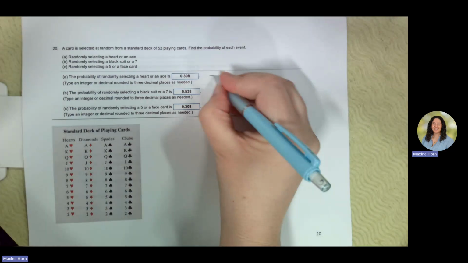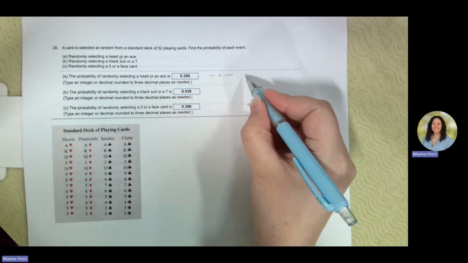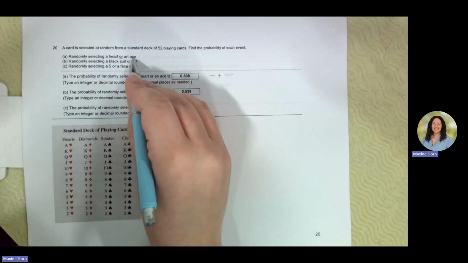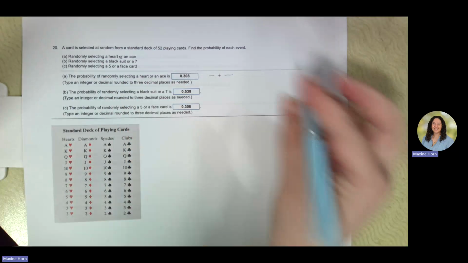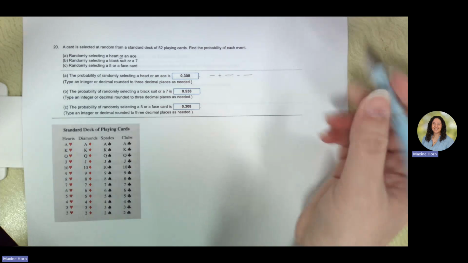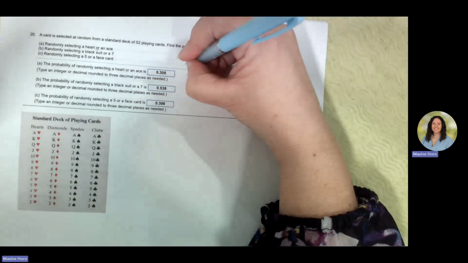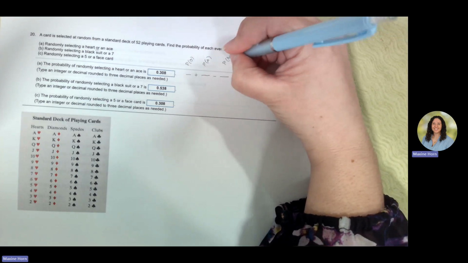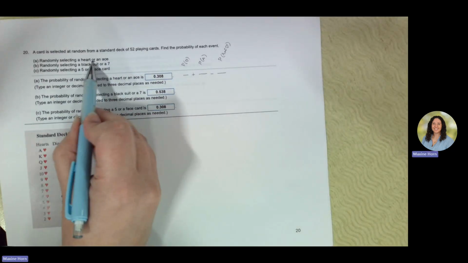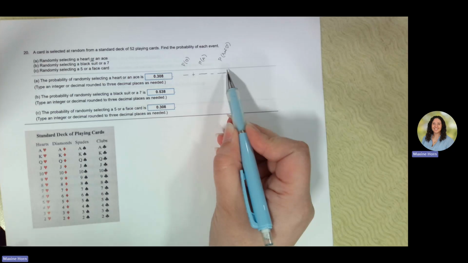All right, so I'm going to have a fraction for a heart plus a fraction for an ace. And then because this is "or," I would then subtract the probability that it's both a heart and an ace. So let me write it up here: probability of a heart, probability of an ace, probability of an ace of hearts. Because that is the "or": you add them up and subtract where they overlap.